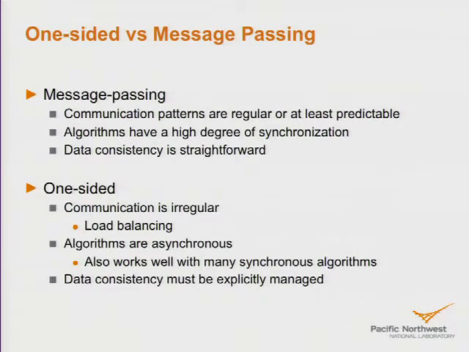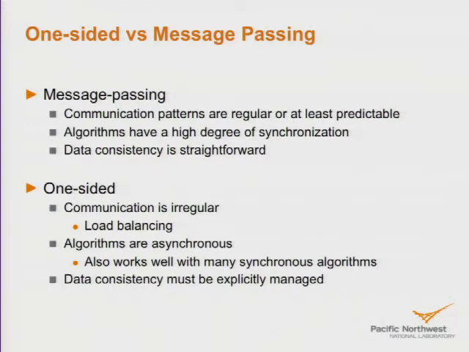So when should you use message passing and one-sided communication? Message passing is going to be good if communication patterns are regular, or at least predictable. Predictable is probably almost a requirement for using message passing. So, say you have a finite difference code that works on structured grids. The communication tends to be nearest neighbor, and so that's a very regular communication pattern. That works well with message passing.